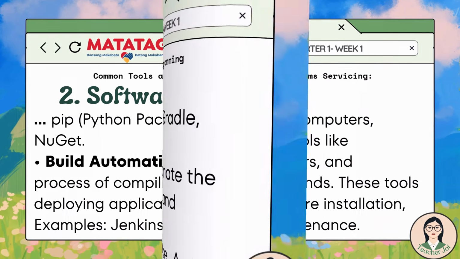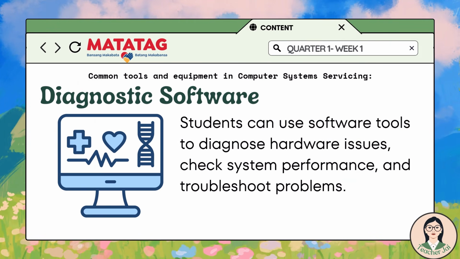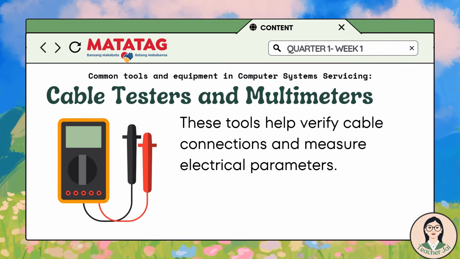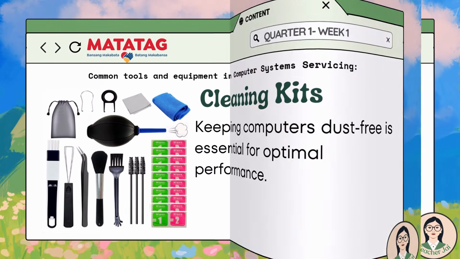Common tools and equipment in computer systems servicing: hand tools. When servicing computers, students need tools like screwdrivers, pliers, and anti-static wristbands. These tools help with hardware installation, repair, and maintenance. Diagnostic software: students can use software tools to diagnose hardware issues, check system performance, and troubleshoot problems. Cable testers and multimeters: these tools help verify cable connections and measure electrical parameters. Cleaning kits: keeping computers dust-free is essential for optimal performance.